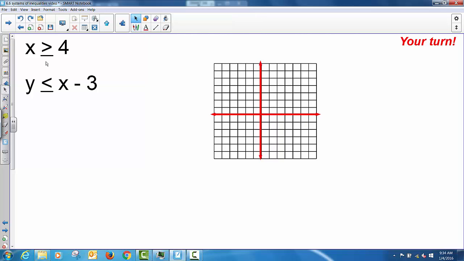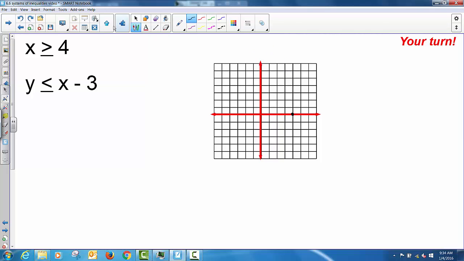Alright, we've got x is greater than or equal to 4. So x is greater than or equal to 4 would look like this. 1, 2, 3, 4. Oh, I did the y. X. 1, 2, 3, 4. So x is equal to 4 would be right here.